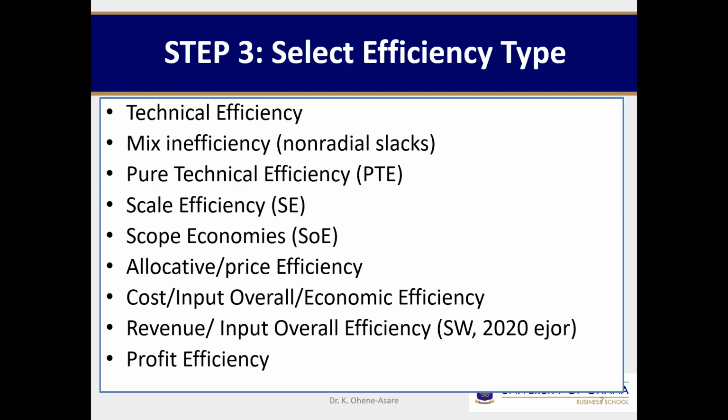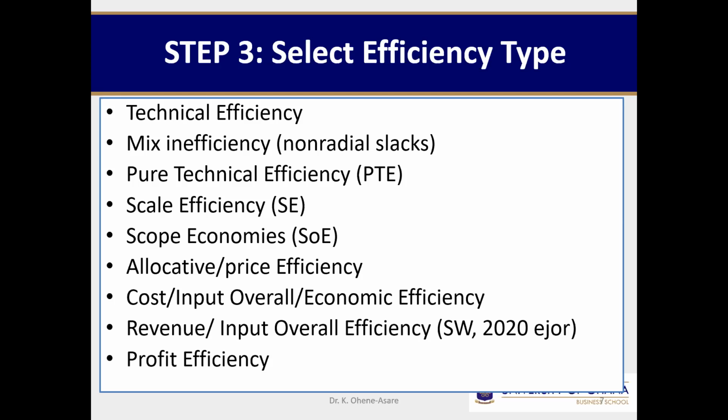You have to determine the type of efficiency. And please, take note of everything we're doing here. You have to determine the type of efficiency that you are dealing with. There are different types of efficiency, and some of the efficiency types contain others. Okay, so for example, technical efficiency: inside it, you will have pure technical efficiency. Inside it, you will also have scale efficiency. Okay, then there is scope economies.